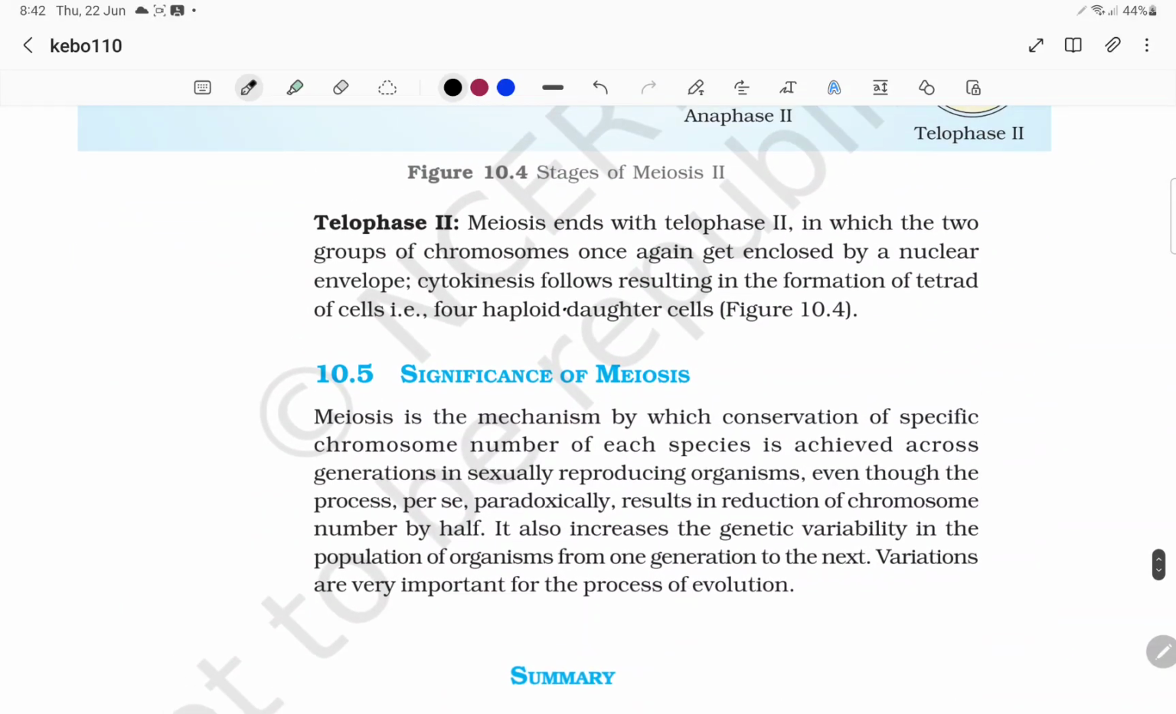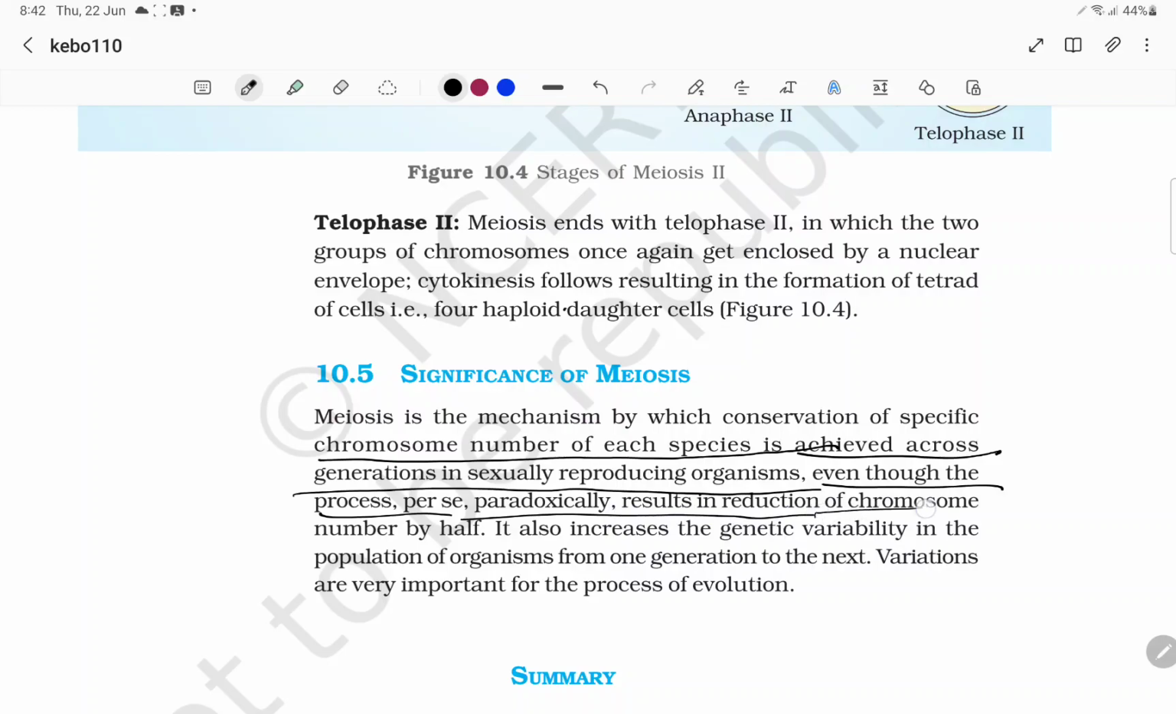The significance of meiosis is mainly from an evolutionary point of view, and the gametes are formed for sexually reproducing organisms. Meiosis will only happen in sexually reproducing organisms. Meiosis is the mechanism by which conservation of the specific chromosome number of a species is achieved across generations in sexually reproducing organisms. Even though the process paradoxically results in reduction of chromosome number by half, it increases the genetic variability in a population from one generation to the next. Variation is a very important process for evolution.